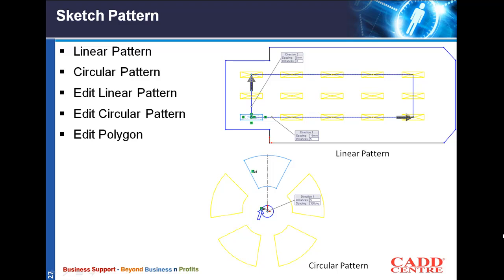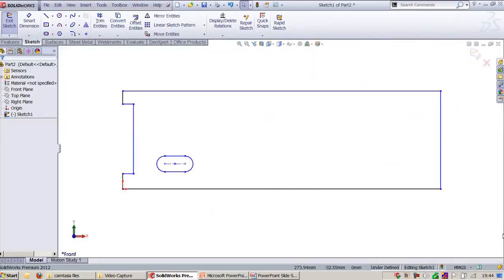as you want to create a number of slots required for a solar panel, or you want to create a number of slots to be placed on an alloy wheel for creating the provision for the spokes. These are the different areas where you require the sketches to be copied in a linear or in a circular fashion. Let's see how we can do it in SolidWorks.